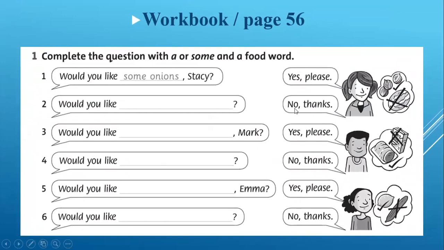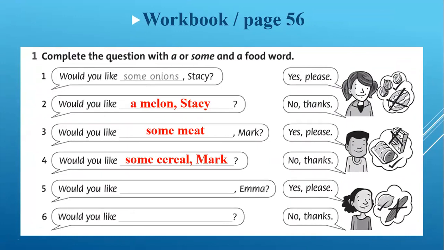Page 56. Now look at this picture. Number 1 is already done. Number 2, would you like a melon? No thanks. Number 3, look at Mark. Would you like some meat, Mark? Yes, please. And number 4, what is it? Would you like some cereal, Mark?